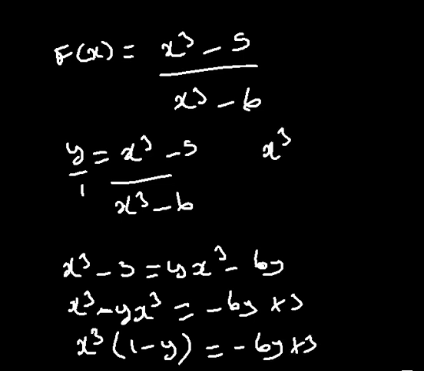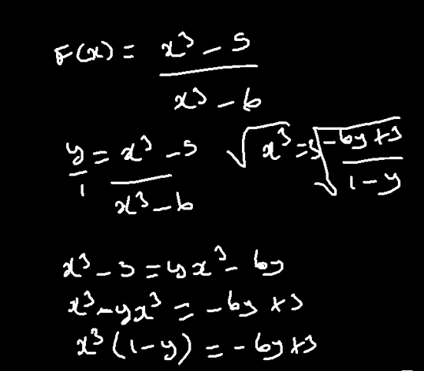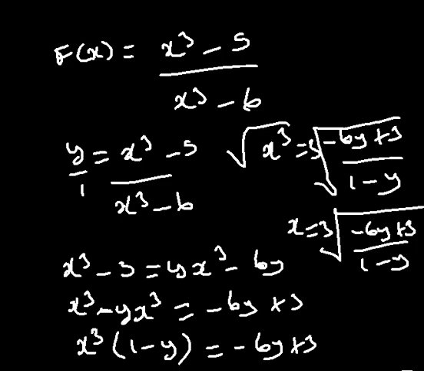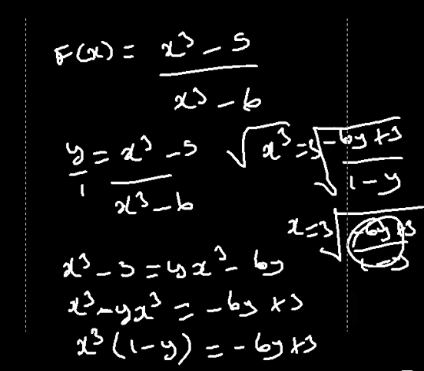And that will give x cubed equals negative 6y plus 3 divided by 1 minus y. We take the cube root of both sides in order to eliminate the power 3. We'll have x equals the cube root of negative 6y plus 3 divided by 1 minus y. So how do you think we should handle this one? Try to apply the same concept we discussed about cube roots with a fraction inside.